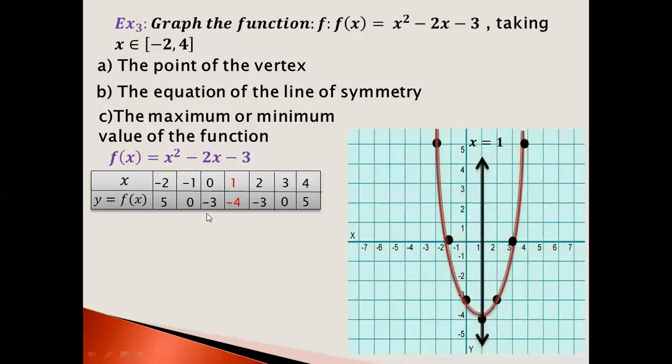Now we can plot these ordered pairs on the coordinate axes, x-axis and y-axis. The first ordered pair, -2 and 5, is located here.